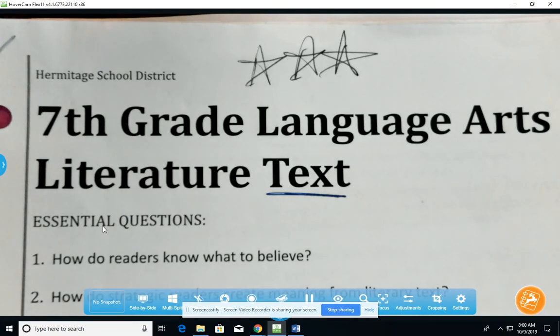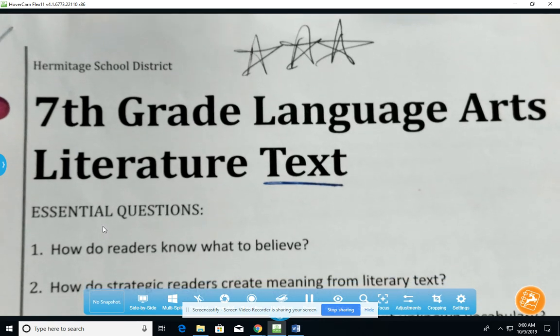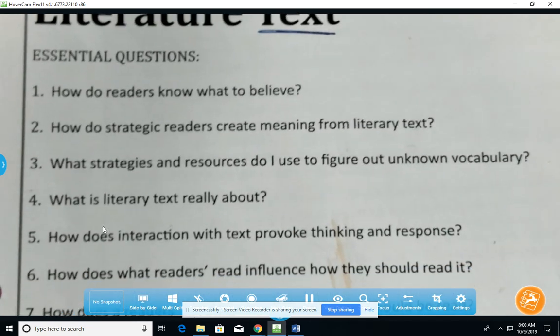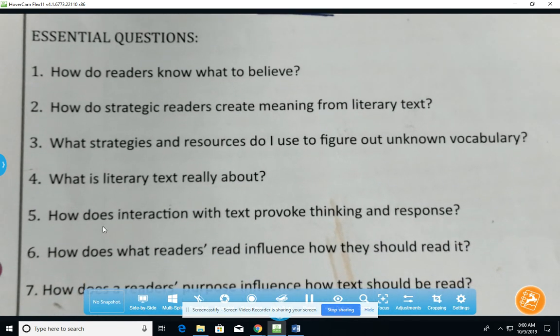Hello. Today we're looking at literature text learning targets that answer the essential questions of 3, what strategies and resources do I use to figure out unknown vocabulary? 4, what's literary text really about? And 5, how does interaction with text provoke thinking and response?